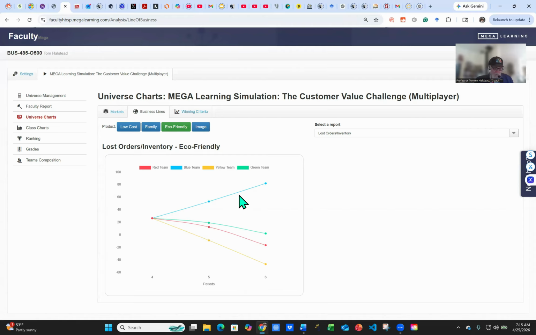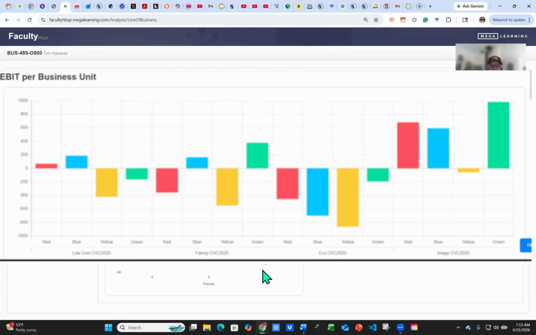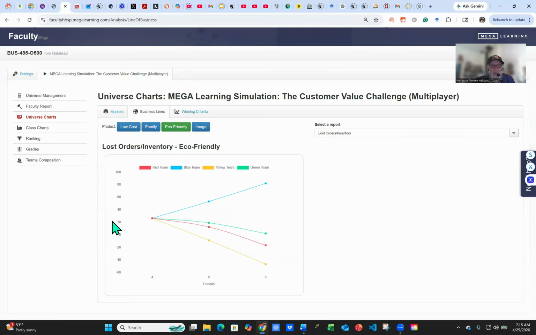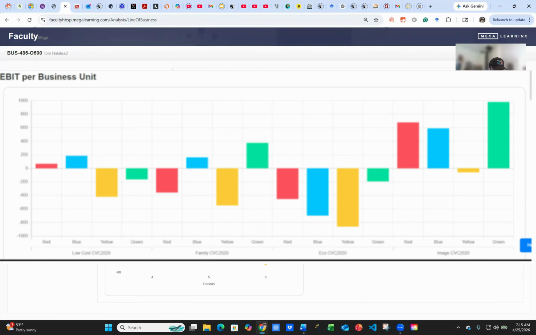So then again, eco, what would we rank the rankings? The biggest lost orders problem is yellow, and yes, yellow is last in eco. Then we have red, who is not doing too bad. They have some lost orders. Oh, look at the zero line here. Red is not too far from the zero line. So if you look at red and green, they should be the best in EBIT.